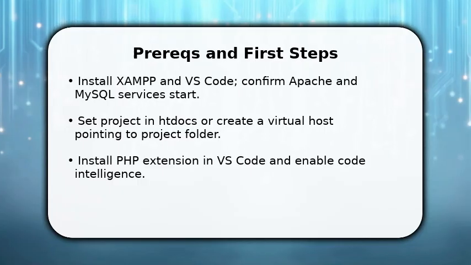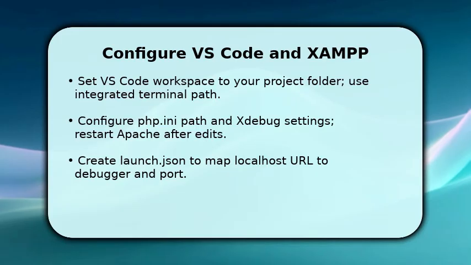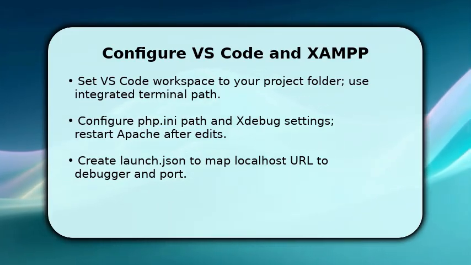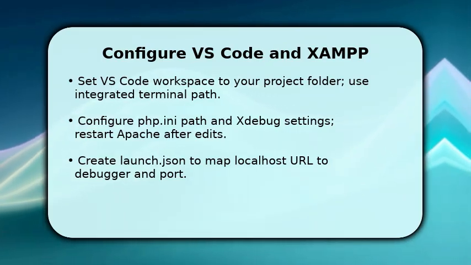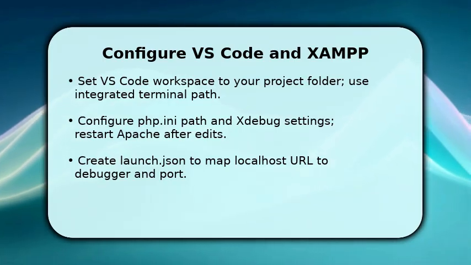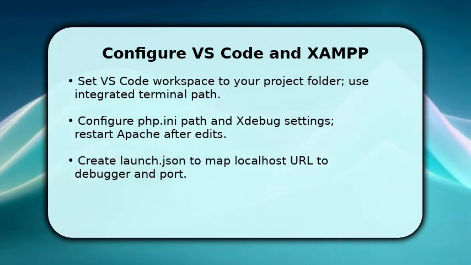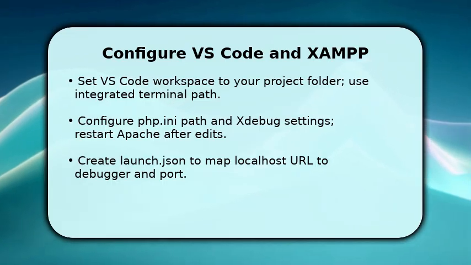Now configure VSCode to communicate with XAMPP. Set the workspace to your project folder and use the integrated terminal to run Composer or PHP Artisan commands. Edit php.ini to point to the correct PHP binary and enable Xdebug, ensuring the IDE and remote port match your launch configuration. Once you save php.ini, restart Apache.